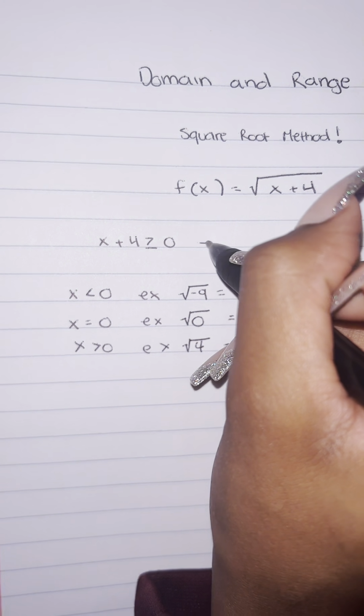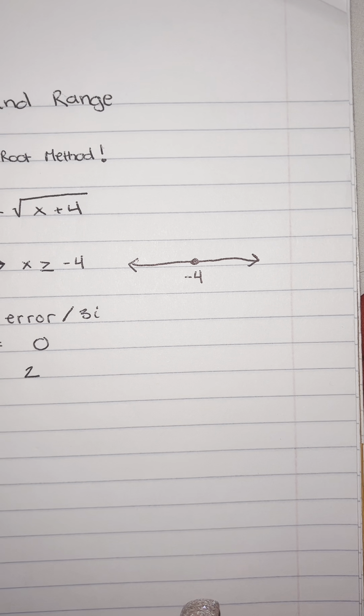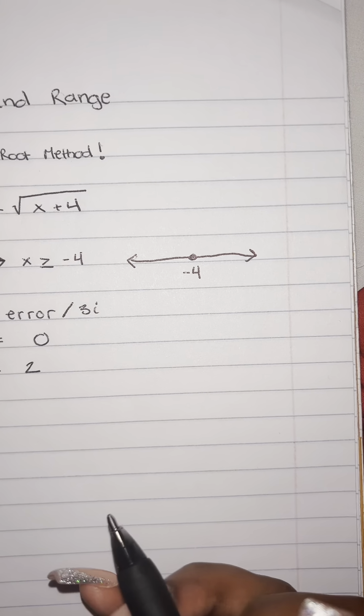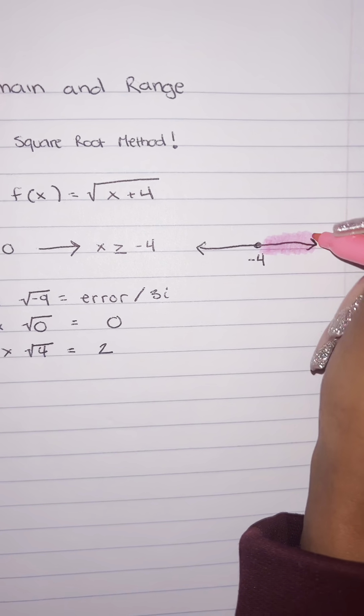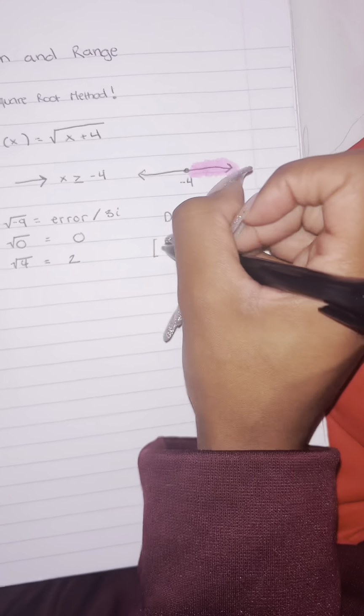Next, set x as greater than or equal to -4, and then we're going to plot it just so that we can find the domain a lot easier. x is greater than or equal to -4. That's why the circle is closed. We'll go from -4 all the way to infinity, just like that. And this is how you would write it in interval notation.